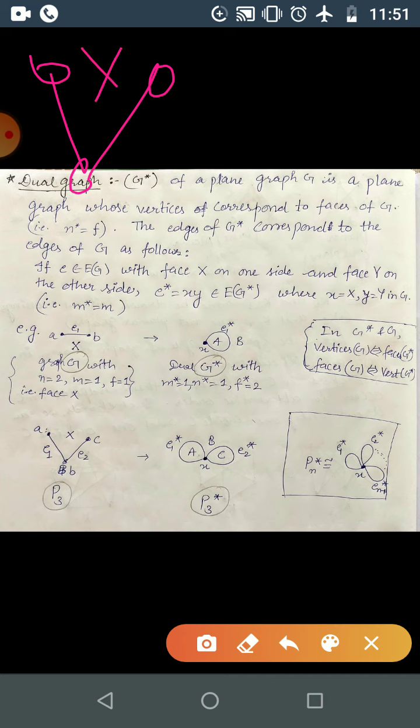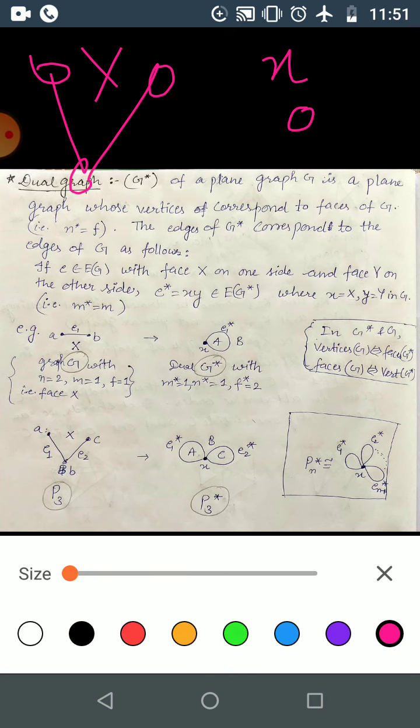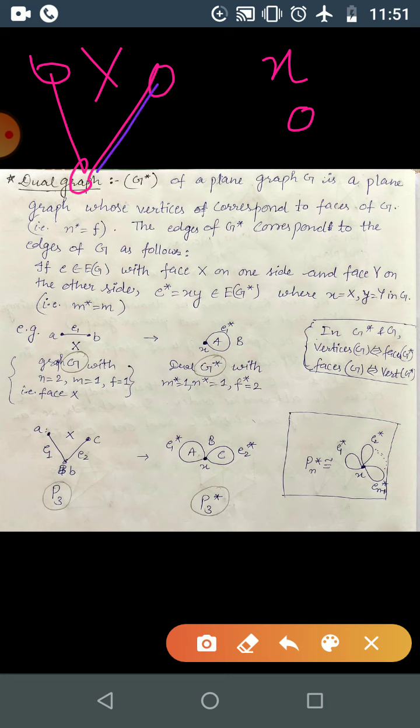Okay, and how many edges? 2 edges, so there will be 2 edges in dual, and 1 vertex, because there is only one face, that is x. Corresponding to this face, the vertex is x. Corresponding to this edge, we have x on this side and x on this side, the same face, so it will become a multi-edge. Okay, and what about this edge?